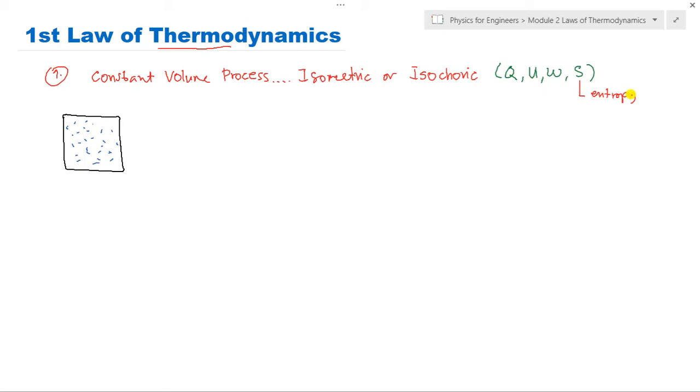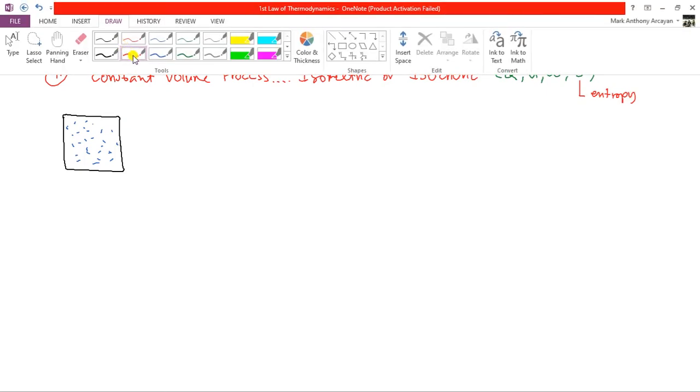So we have four things to define for this process. We're going to define the heat Q, the internal energy, and the work for a constant volume process, and also the entropy. So let's start with the work.